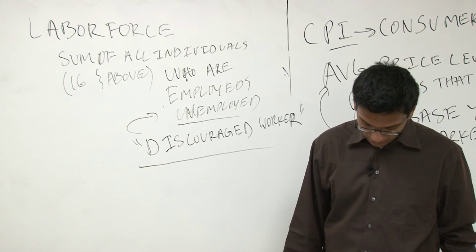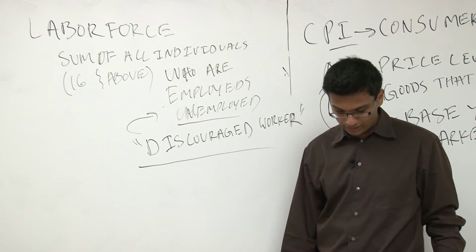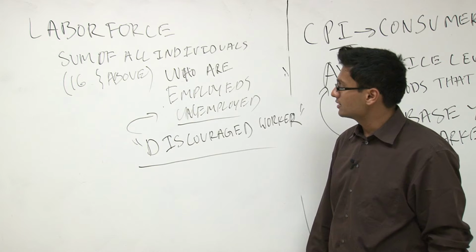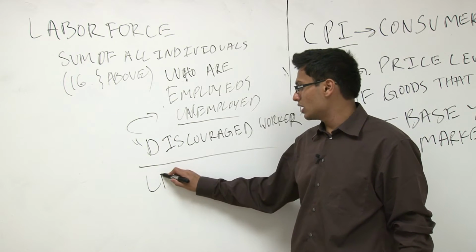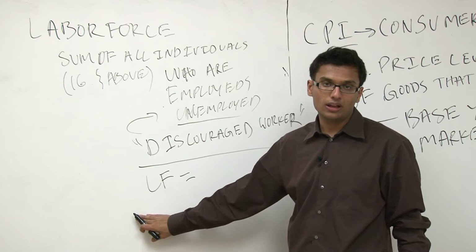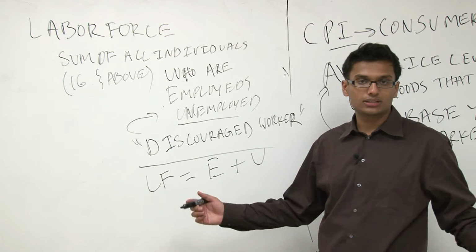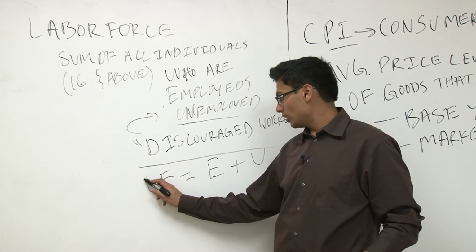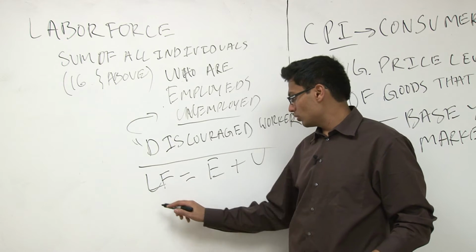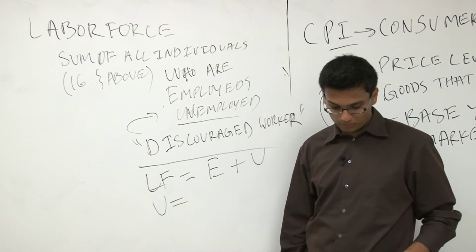So how do we calculate the unemployment rate, and how do we get to this number? Well, first we talked about your labor force, known as LF. Labor force adds up your employed and unemployed. Pretty simple and straightforward. So that's your labor force. What about the unemployment rate? How do we get it?